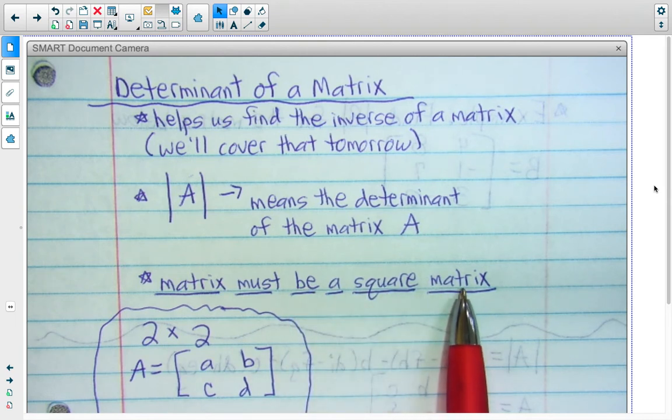So write this in your notes, underline it, put a bubble around it, highlight it, whatever you need to do. You only can find the determinant of a square matrix. So we're only going to do a 2x2 and a 3x3 matrix. However, you can find the determinant of other square matrices, 6x6, 8x8. Just knock yourself out. But we're only going to do a 2x2 and a 3x3.